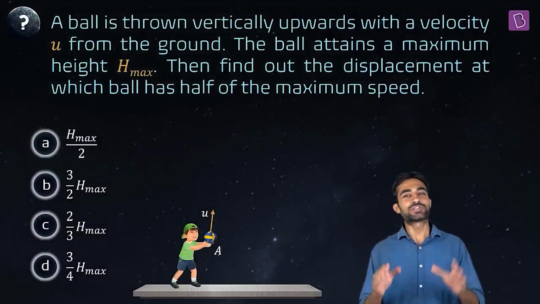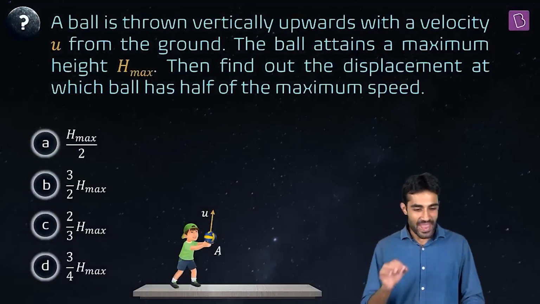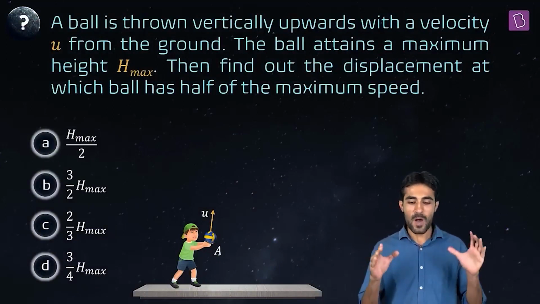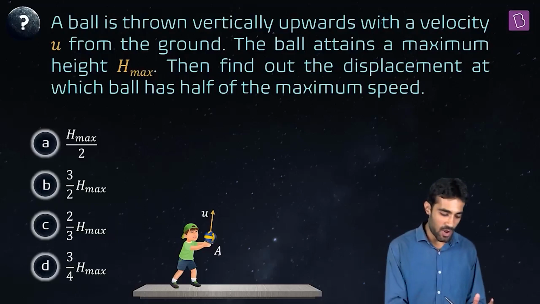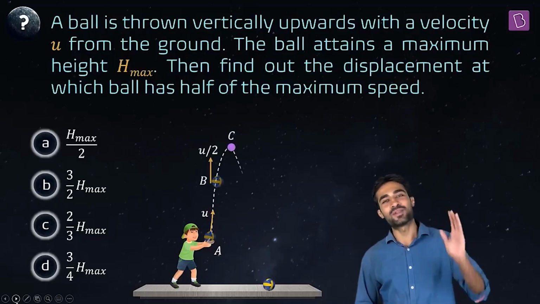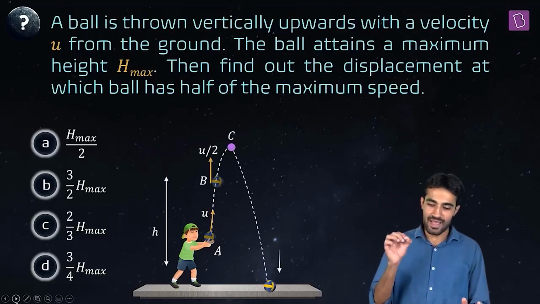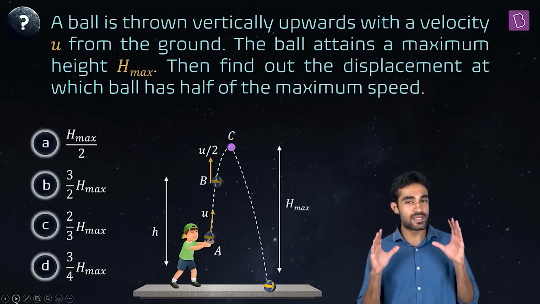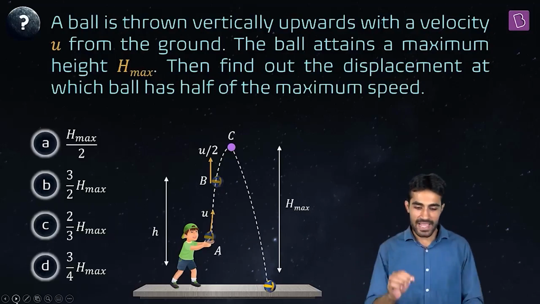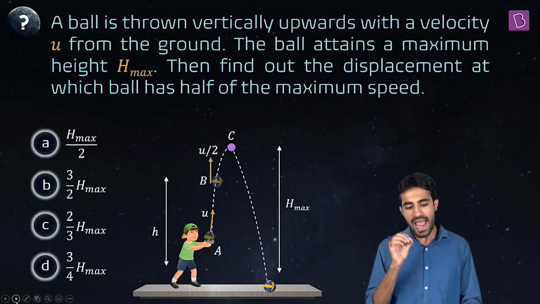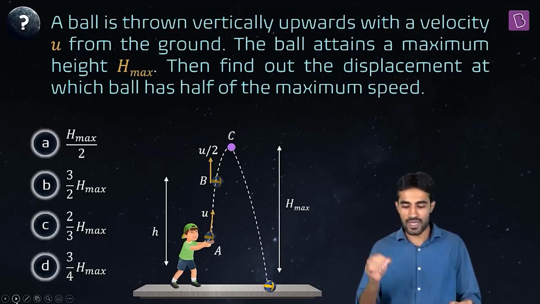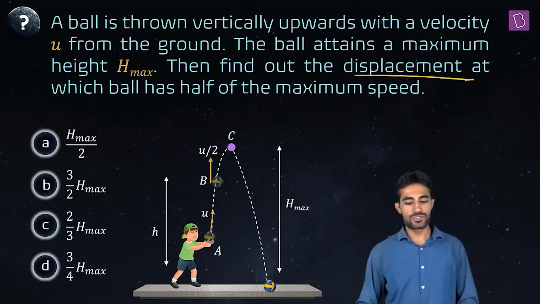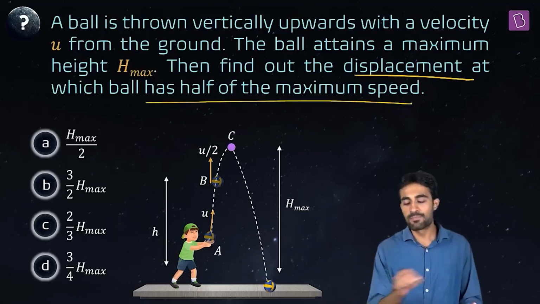Let's see another question on motion under gravity. A ball is thrown vertically upwards with a velocity u from the ground. Let me show you how the ball is thrown. Here is our boy. He throws the ball like this. So nice. The ball attains a maximum height h max. So we know what is the value of maximum height. Then find out the displacement at which the ball has half the maximum speed.